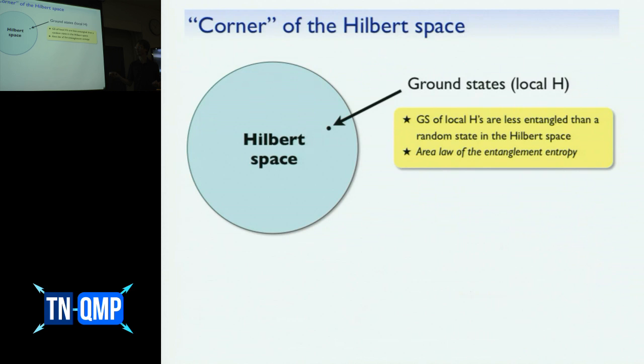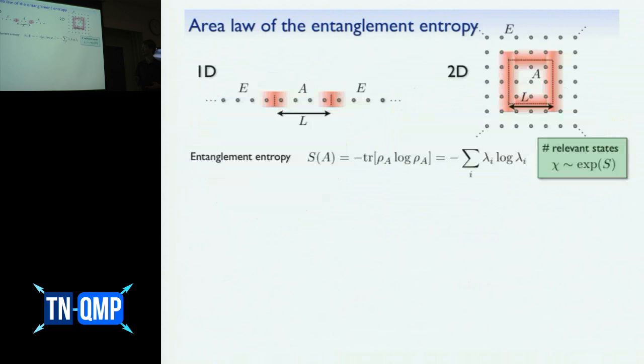and that's expressed in this well-known area law of the entanglement entropy, right? So I guess you know how it can be computed. Let's look at the region A in the system here of length L in 1D, and here we have a block A in 2D with side length L. The entanglement entropy can be computed as minus trace rho A log rho A, where rho A is the reduced density matrix of this region A, and the lambda i are the eigenvalues of the reduced density matrix.